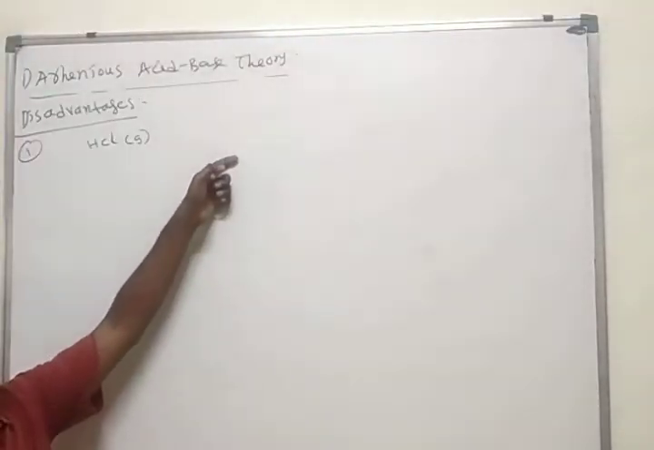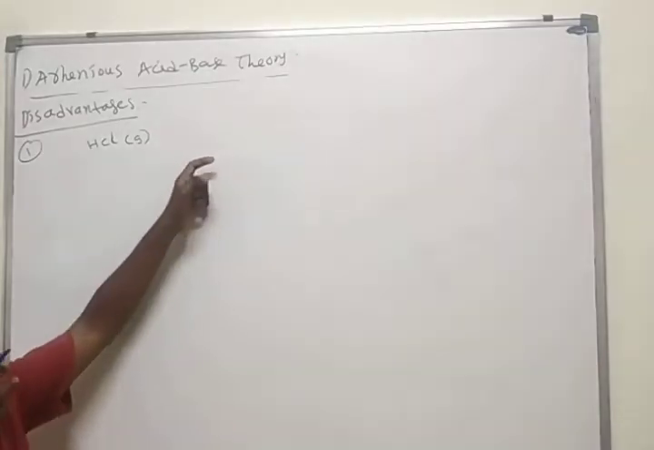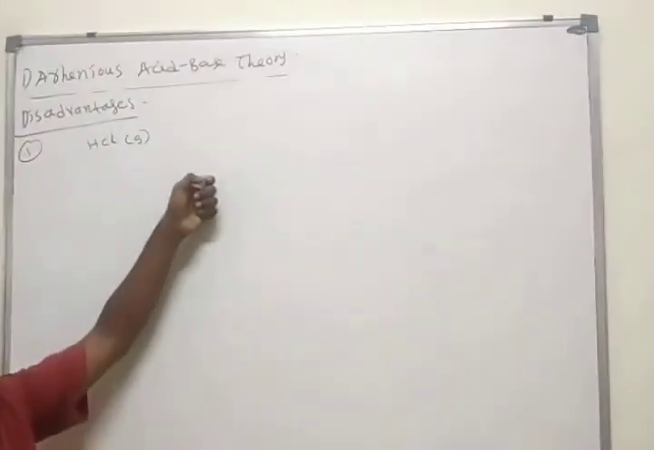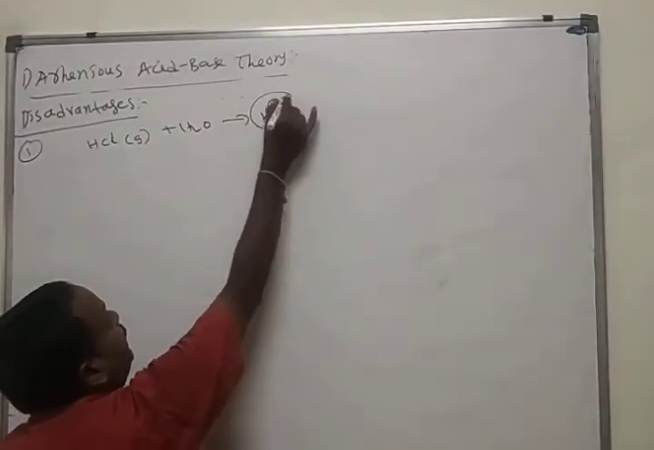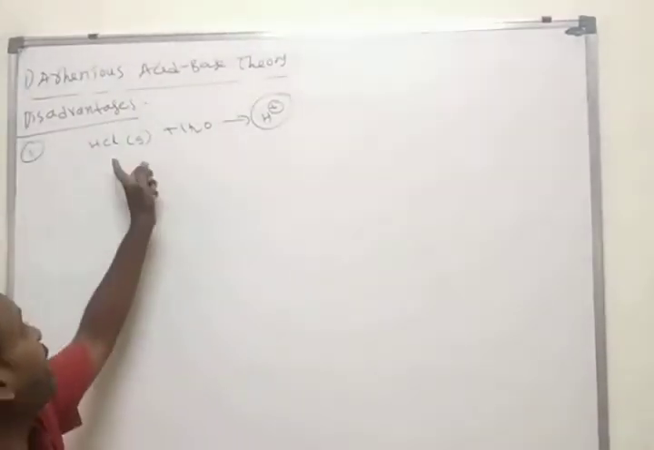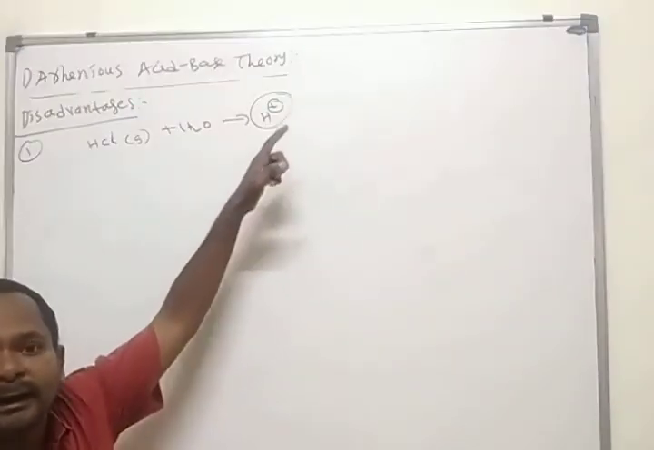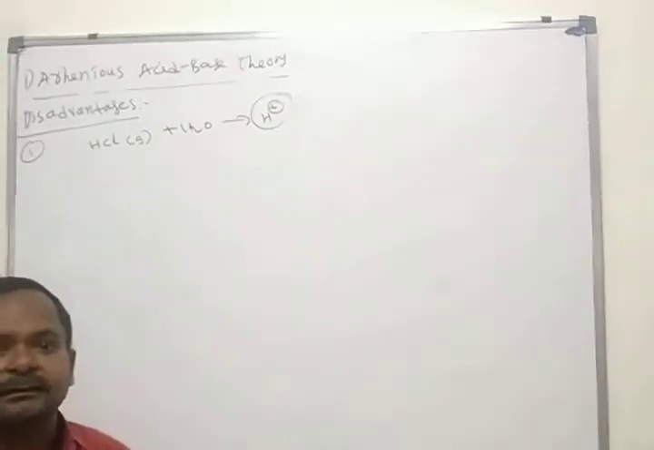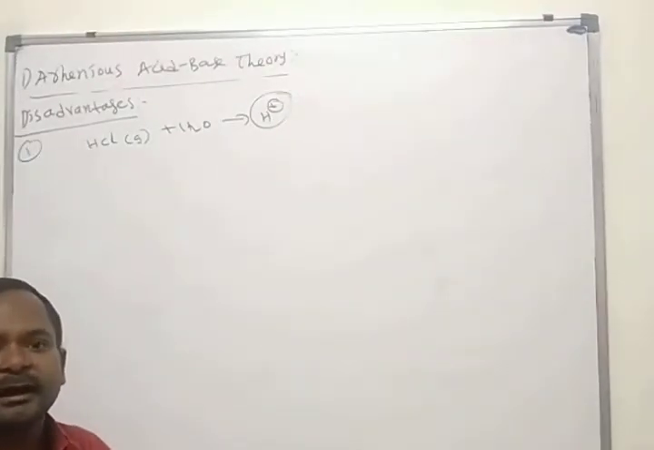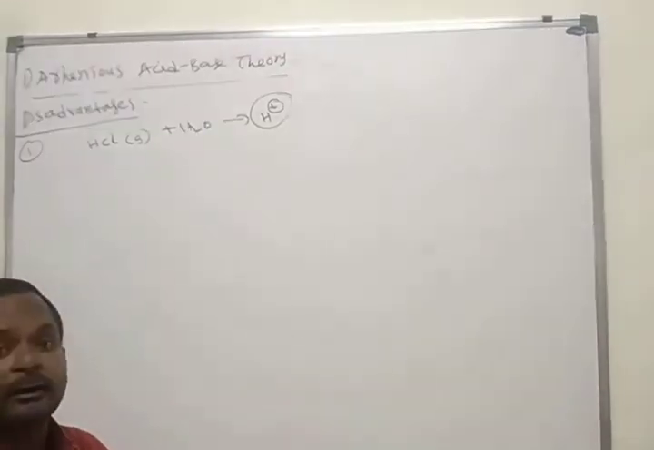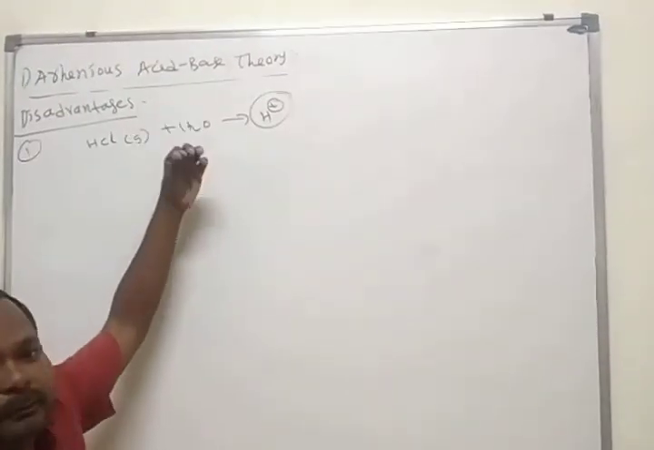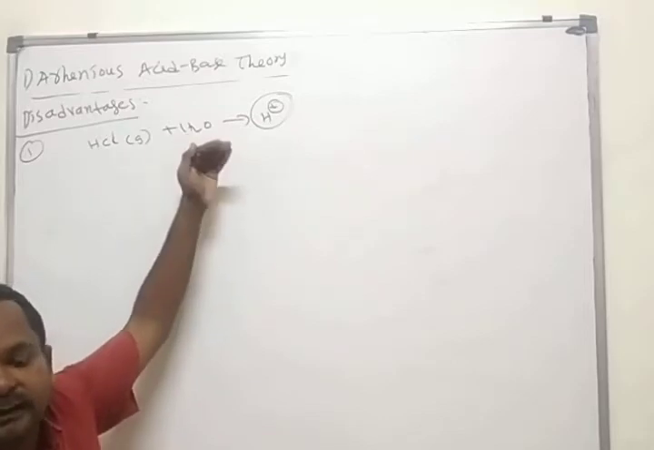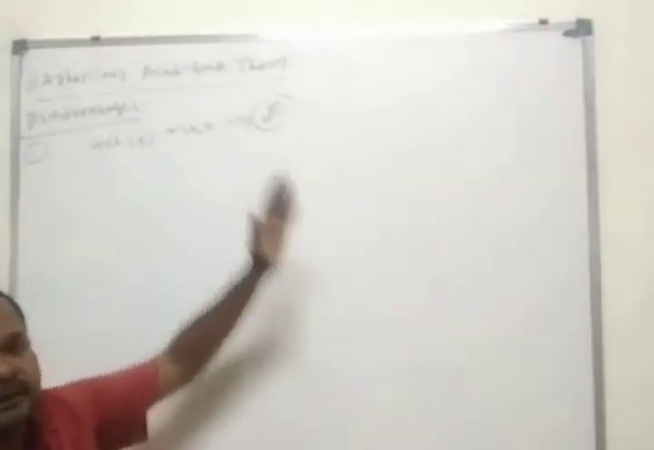In the gaseous state, it never releases the H plus ion, so it does not act as an acid. When it is dissolved in water, it releases the H plus ion. That means only in an aqueous medium does hydrochloric acid release H plus ion and exhibit its acidic nature. Why does hydrogen chloride not exhibit acidic nature in the gaseous state? The theory fails to explain this phenomenon.